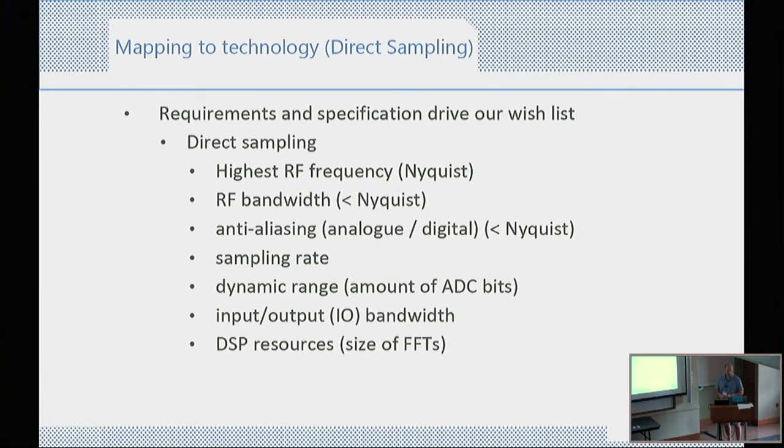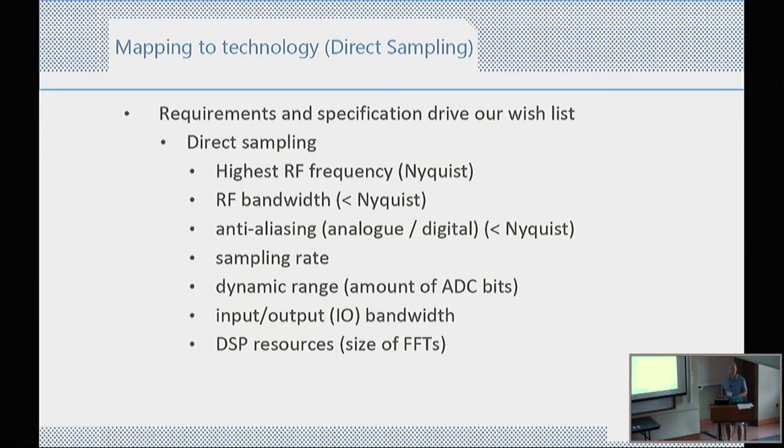So, mapping to the technology. We set requirements and specifications that drive our wish list. For direct sampling, we typically want to know the highest RF frequency that we want to sample. Knowing your highest frequency determines your Nyquist frequencies, but also the bandwidth that you want to acquire. In our case, we want to make sure that our bandwidth falls within a Nyquist zone, and the sampling rate gets determined from that. And then the dynamic range. I just talked about the dynamic range, the number of ADC bits that we would require to have linearity in our signal without distorting and compressing.